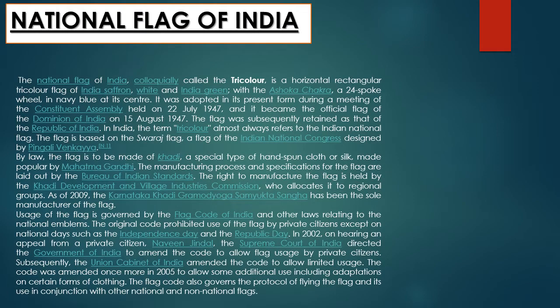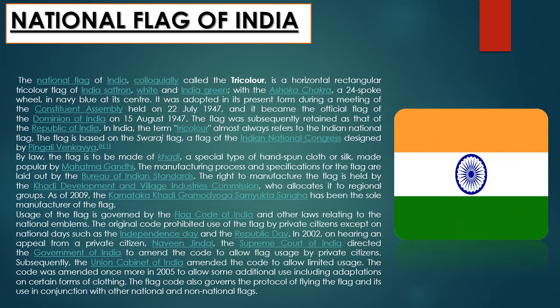The National Flag of India, colloquially called the tricolor, is a horizontal rectangular tricolor flag of India, saffron, white and Indian green, with the Ashoka Chakra, a 24-spoke wheel in navy blue at its center.